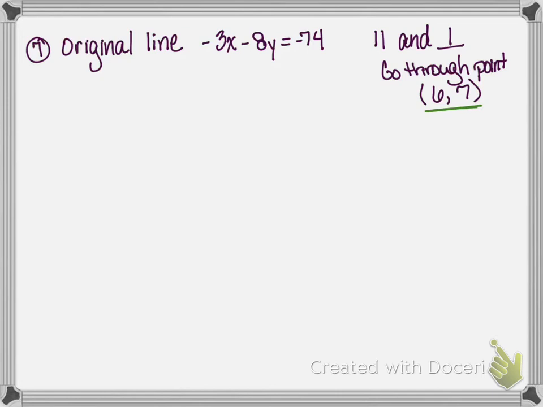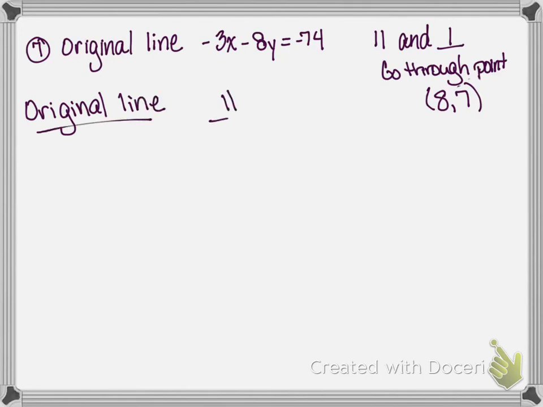Thank you. And I think actually the point is 8, 7. Okay, so the point's 8, 7 that we're supposed to go through. Yes, 8, 7. So what we do here is we've got to deal with the original line, then the parallel line, then the perpendicular line. So we're dealing with 3 separate lines.